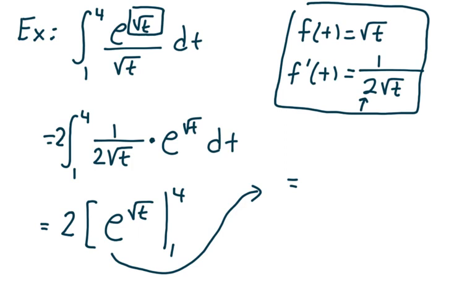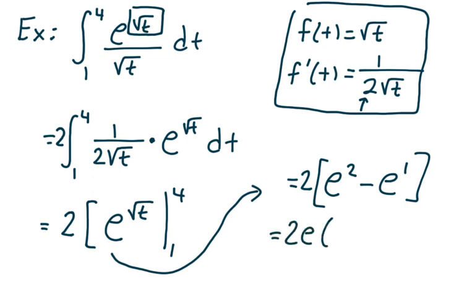And so this is equal to 2 times. Now, the square root of 4 is 2. So I'm going to write e squared. And then the square root of 1 is 1. And so I'm going to write minus e to the first. Factor out the e. And I could say 2e times e minus 1. And so that'll do it for this video. And we looked at a lot of fundamental integrals, and then we did different examples all in the process. So, okay, thank you.